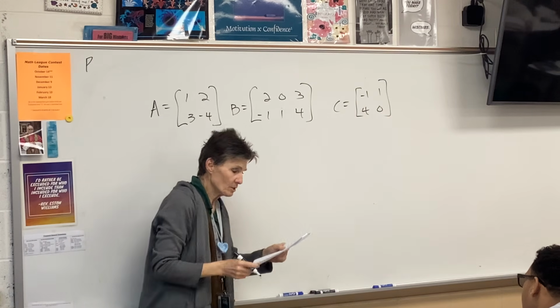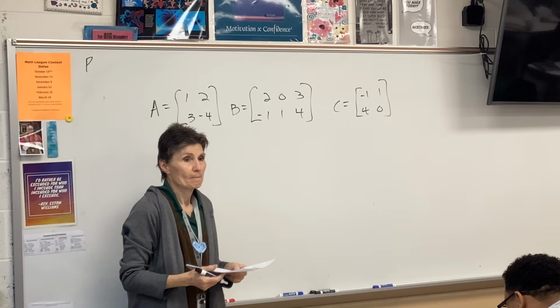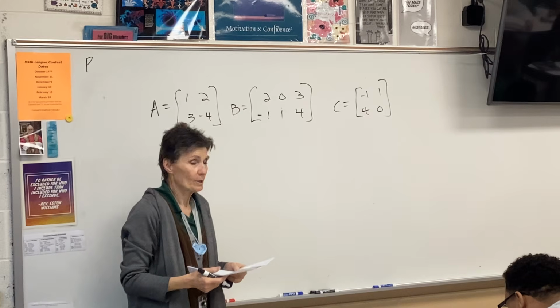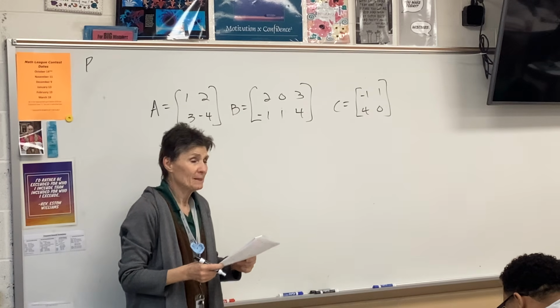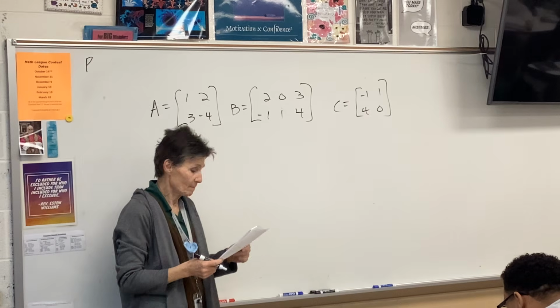What are the dimensions of matrix A? 2 by 2. 2 rows, 2 columns. Perfect. How about B? 2 by 3. Yep, those are the dimensions.